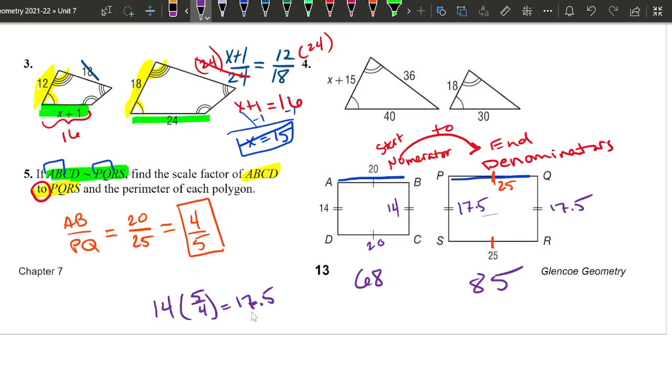So you do have to keep it in mind when applying the scale factor. Do you need to flip it or not? 4/5 is a value that's less than 1. So it's going to make your number get smaller. It's like multiplying by a decimal. Think 1/2. It'll make it smaller. 5/4 is greater than 1. So if you multiply a value times that, it's going to get larger. And then, so we have 68 and 85 for the two perimeters. And you have an assignment in your online textbook.